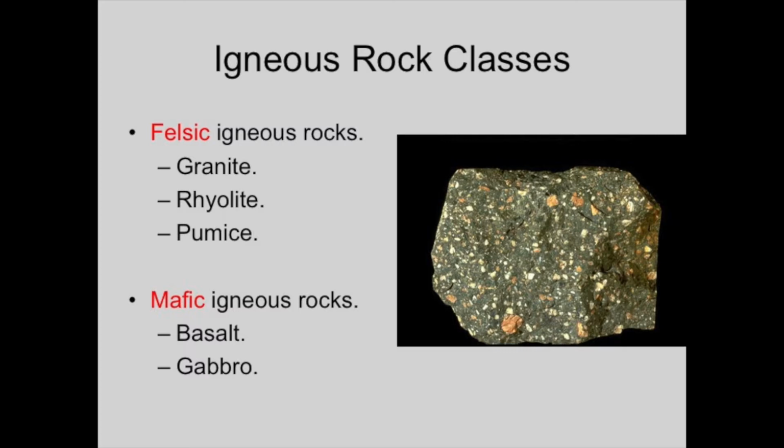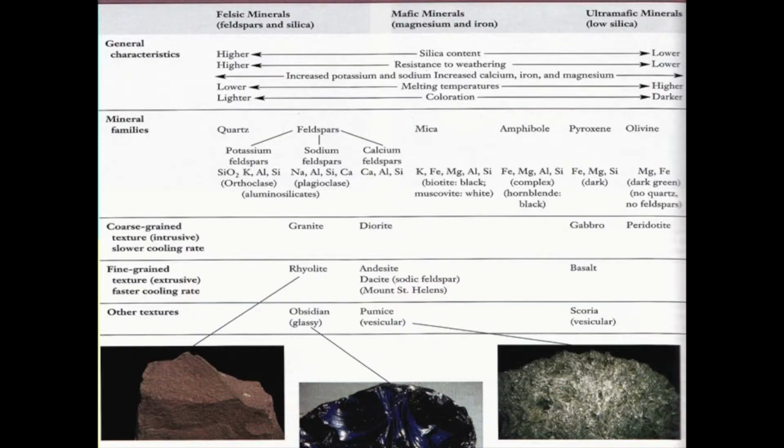Gabbro is slow cooling. It will have a coarser appearance to it, and you can see this in the image. You may wish to pause the lecture at this point and take a very close look at this chart. It will give you a sense of how each of these distinctions organize the different kinds of rocks that we interact with when we're looking at the igneous type. It will also give you some of the names of common mineral families and the rocks associated with them.